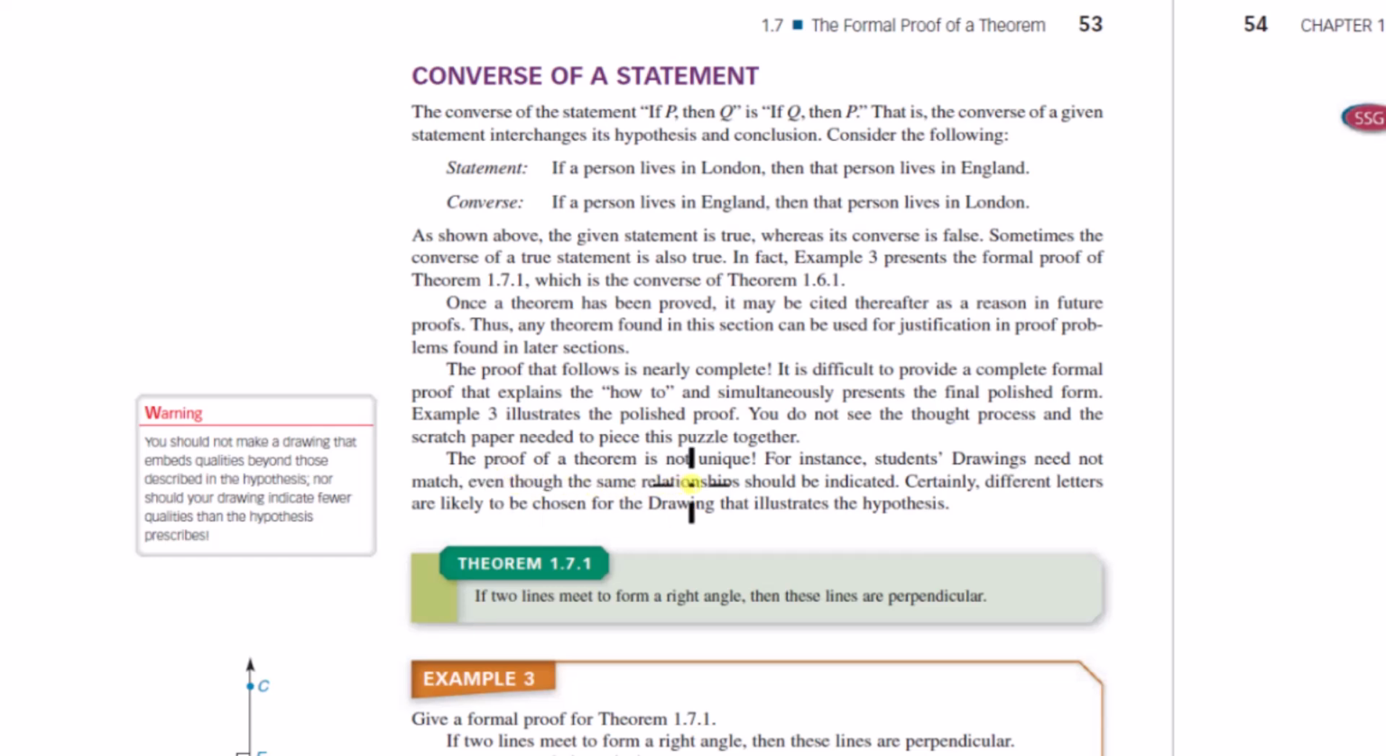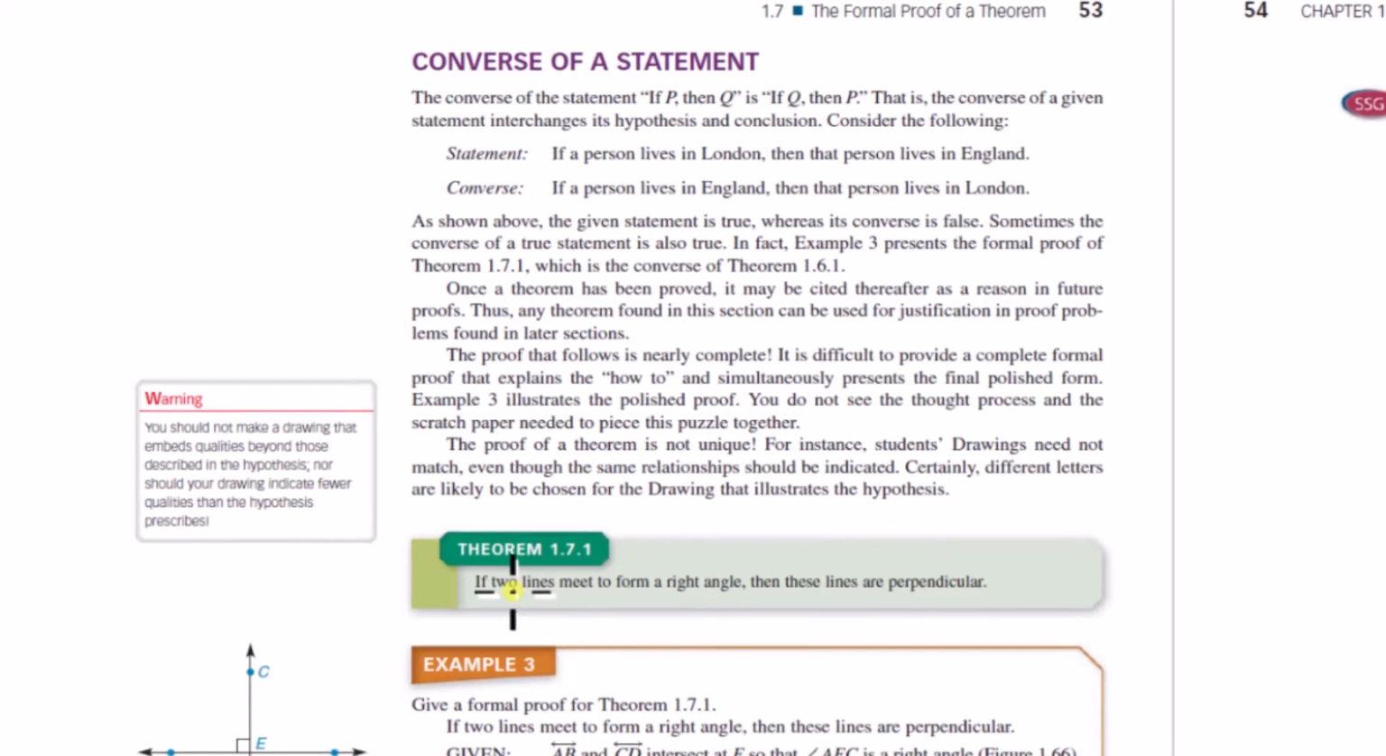Okay, the proof of a theorem is not unique. For instance, students' drawings need not match even though the same relationships should be indicated. Certainly, different letters are likely to be chosen for the drawing that illustrates the hypothesis. So you can find subtle differences if two people separately prove the same theorem. You could absolutely see subtle differences in the drawings, maybe even the reasons. Once you get to more high-level proofs, there's a big array of theorems that you could potentially use, and maybe even the path to get to the proof is going to be slightly different.